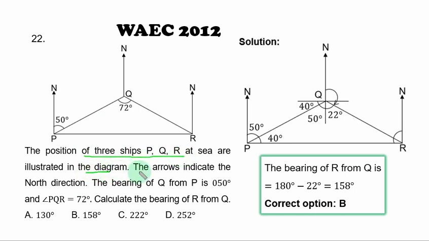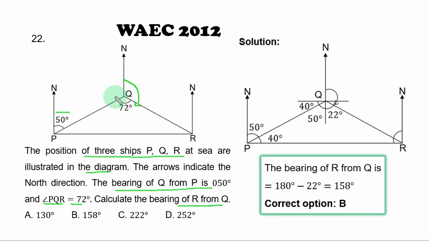The arrows indicate the north direction. The bearing of Q from P is 050 degrees. That is what you have here. And angle PQR equal to 72 degrees. Calculate the bearing of R from Q. R from Q, you go to Q, and you move from north to the line joining R and Q together.